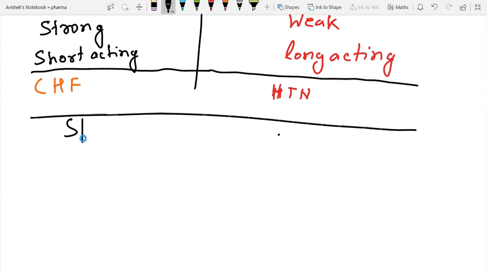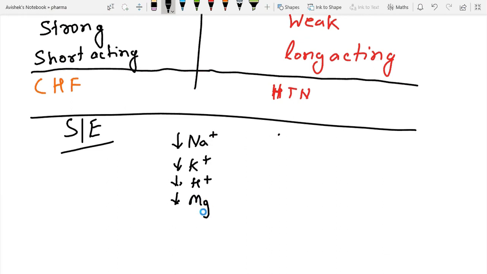What side effects do they produce? They decrease the sodium level in the blood because sodium will be lost in urine. They will lose sodium. They will lose potassium also, and they will also lose H plus. They will lose magnesium also.